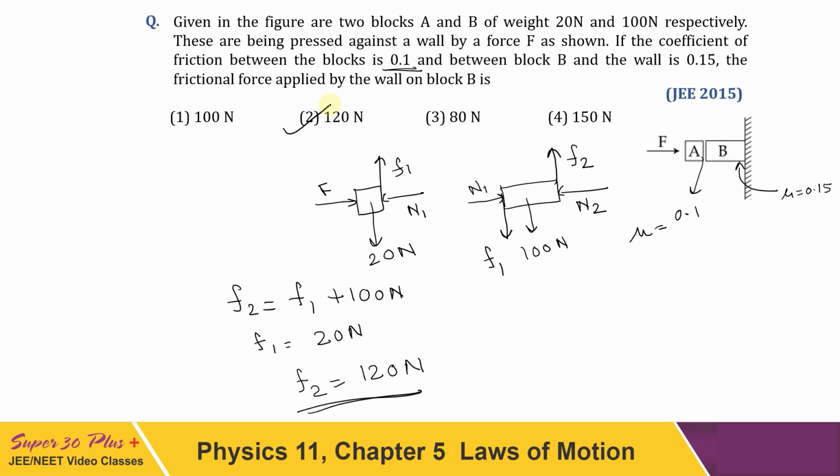Do remember one thing here: in this question do not write F1 as mu N1 or F2 as mu N2, because it is a static friction here. It is not always necessary to write static friction force equal to mu into N. First we have to check what the external force is. If it is more than the static friction force, then only we have to write the value of friction force as mu N. Otherwise it will be equal to the external force only. So here the question is solved with the help of external force being equal to friction.